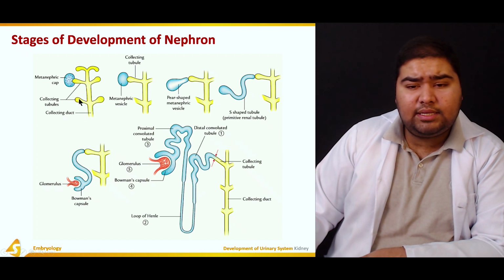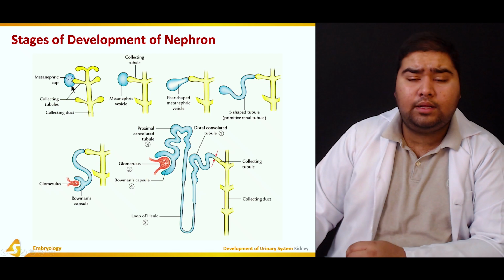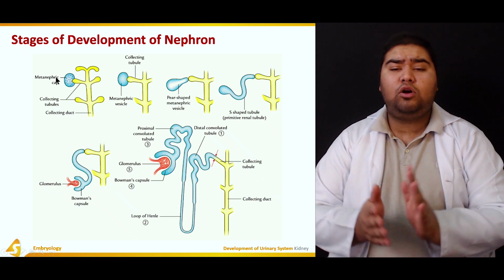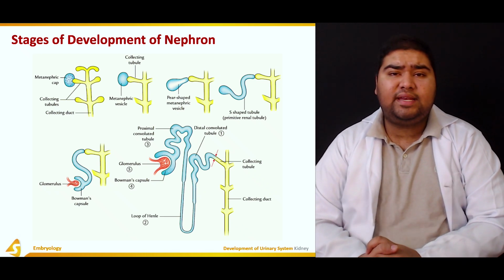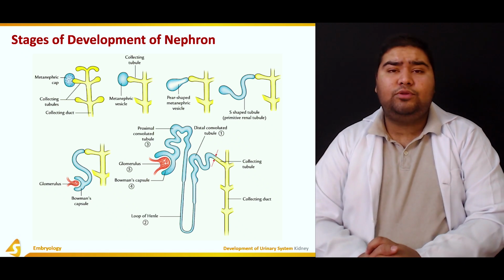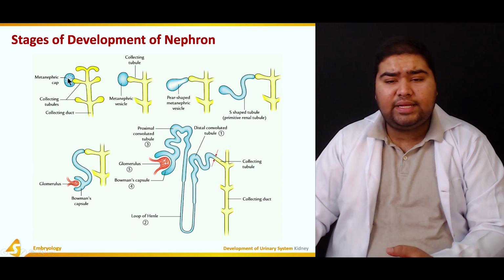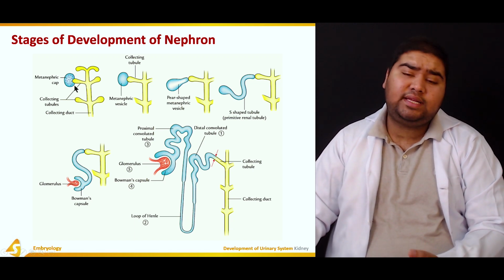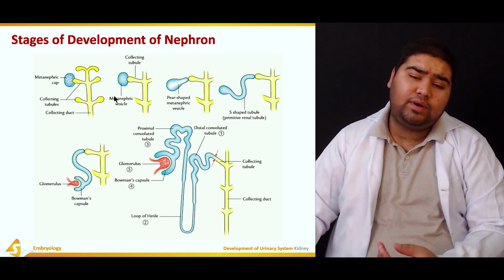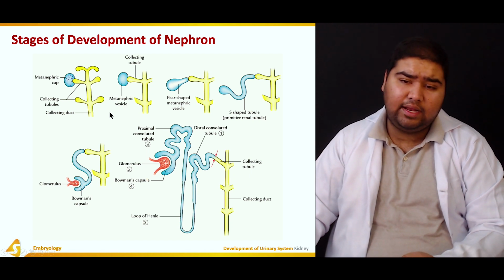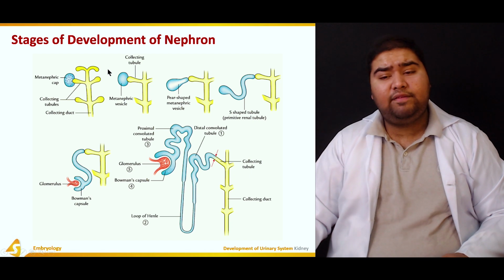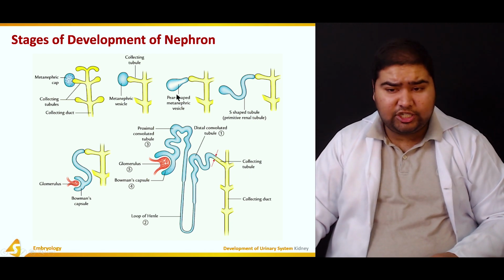So these collecting tubules, they come in contact with the cells of the metanephric blastema. So the cells of the metanephric blastema form a cap around it, which is known as the metanephric cap. This metanephric cap is converted to a metanephric vesicle. So this metanephric vesicle is initially pear-shaped.